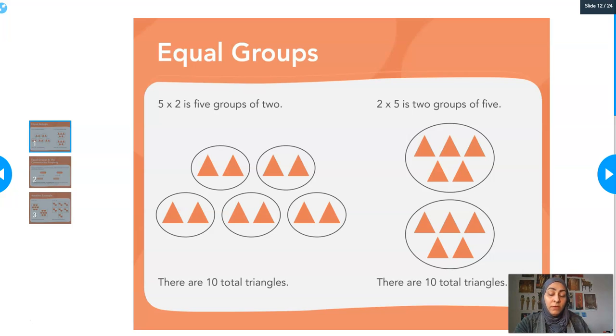Interesting. Now, what if I don't want to have 5 groups, but I still want to have the same 10 triangles? What can I do? I can switch the numbers. Look at this. Instead of having 5 groups, I decided to have 2 groups. Now look, I have 5 in each group. Now let me count and see if I get the same number again or not. 1, 2, 3, 4, 5, 6, 7, 8, 9, 10. So there are a total of 10 triangles here as well. Did you notice? I switched the numbers. I changed the number of groups and the number of objects inside each group, and I still get the same number.